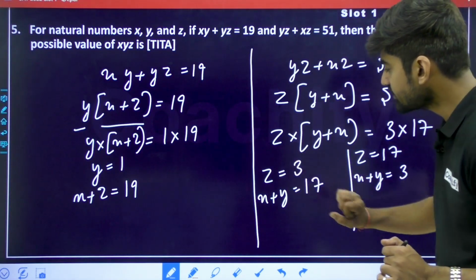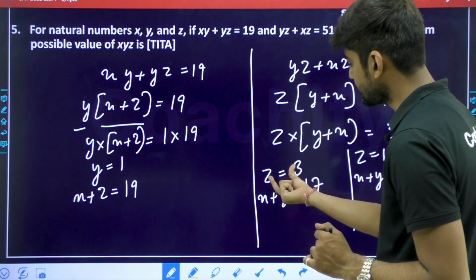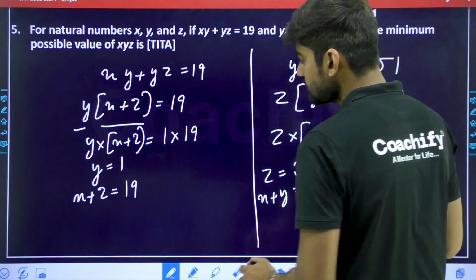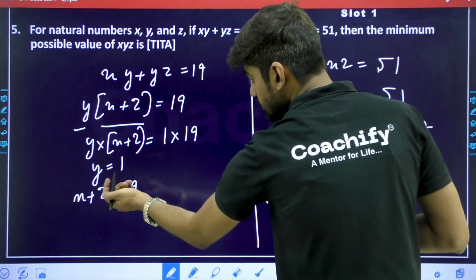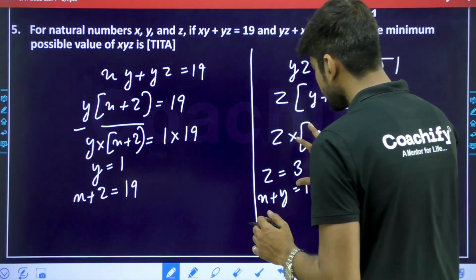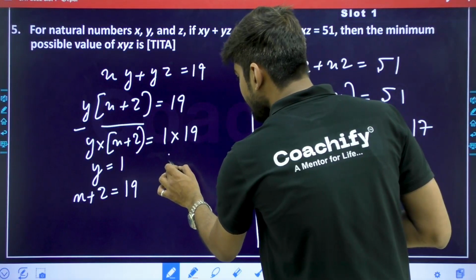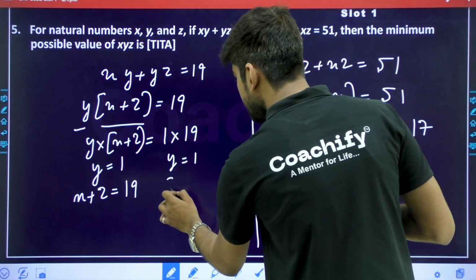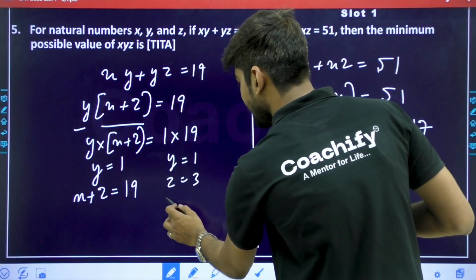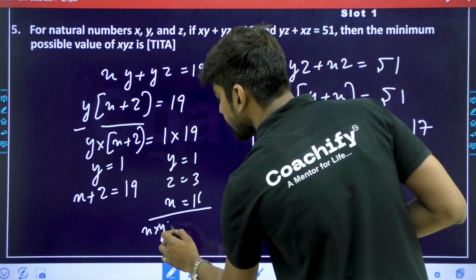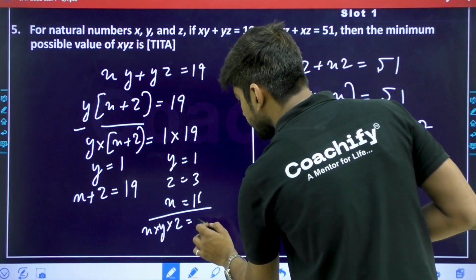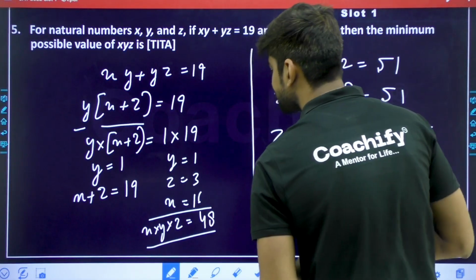So if I take the first case and let's say z is equal to 3, y is already 1, z is 3, so x becomes 16. So if I take this case, y is coming out as 1, z is coming out as 3 and x is coming out as 16, and my product of x, y and z is coming out as 48.